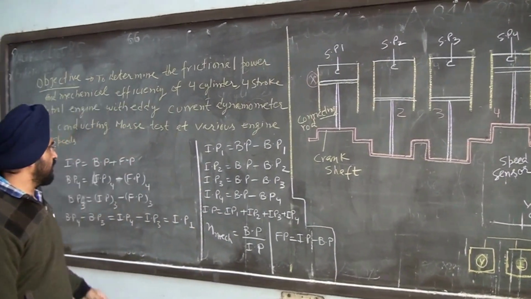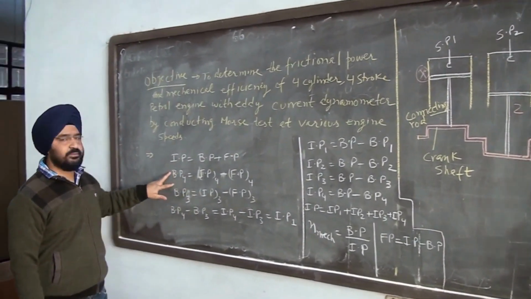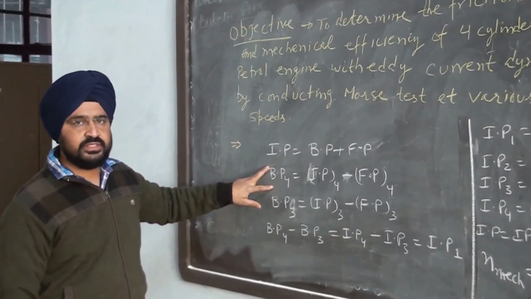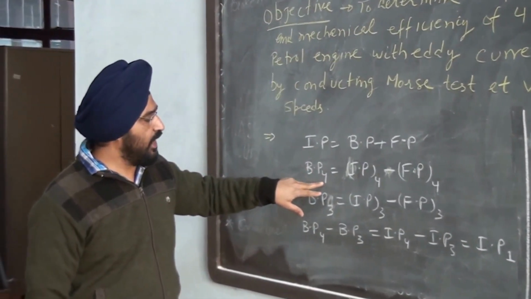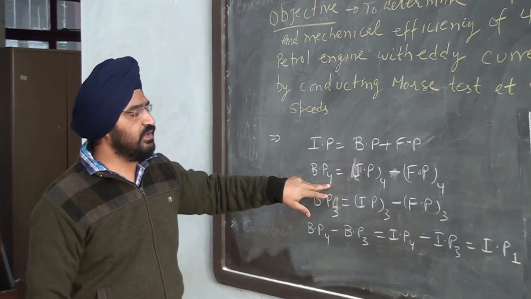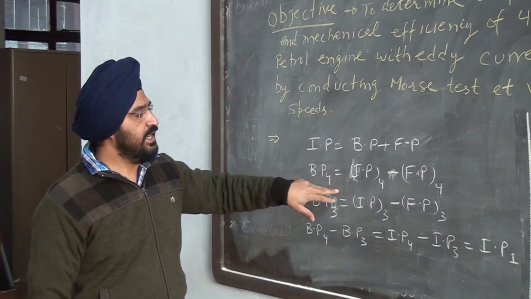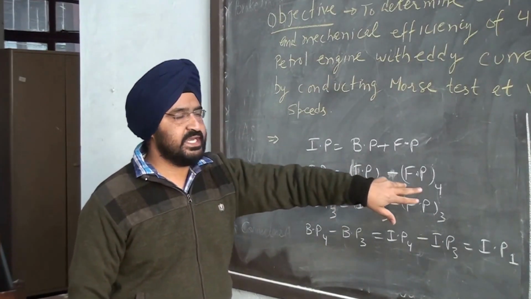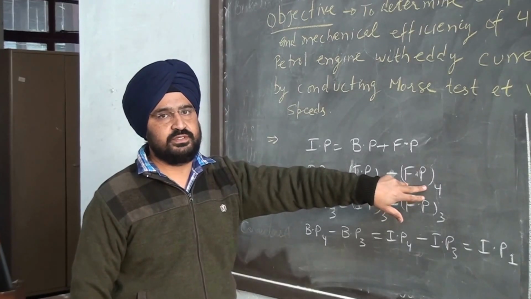Now let's move back to this. So what is this brake power for? It means the brake power of all four cylinders. So the brake power of all four cylinders will be equal to the indicated power of all four cylinders minus the frictional power of the four cylinders.